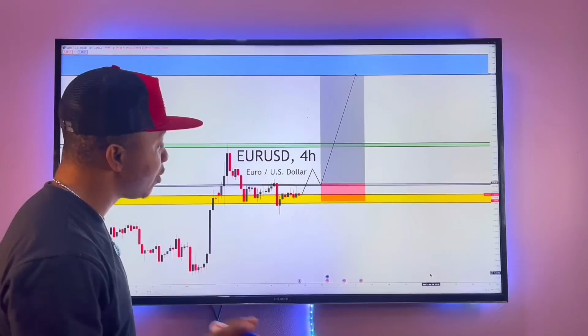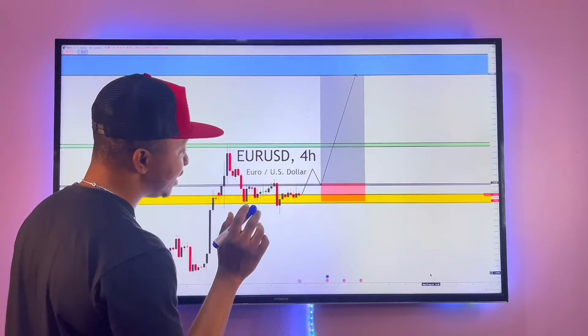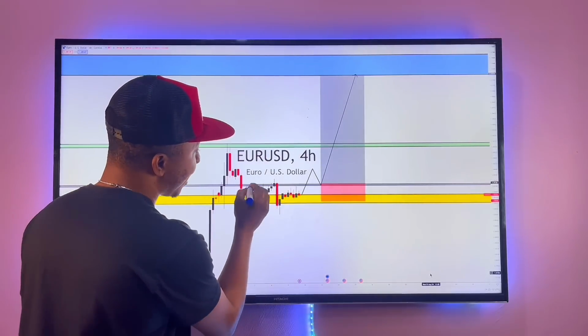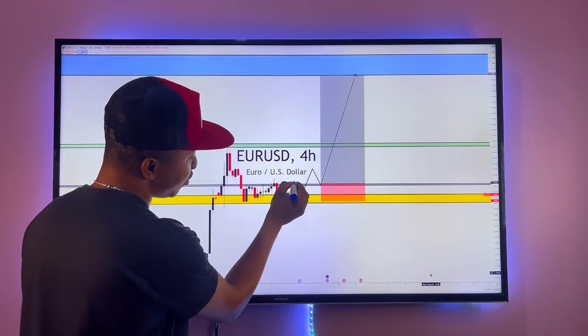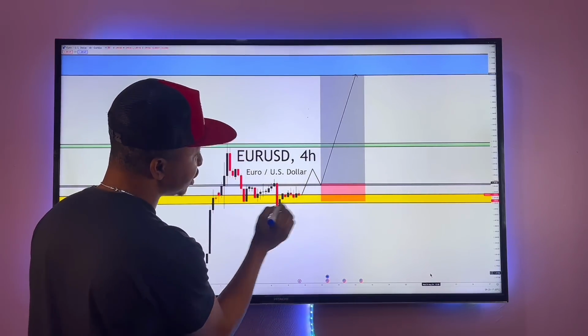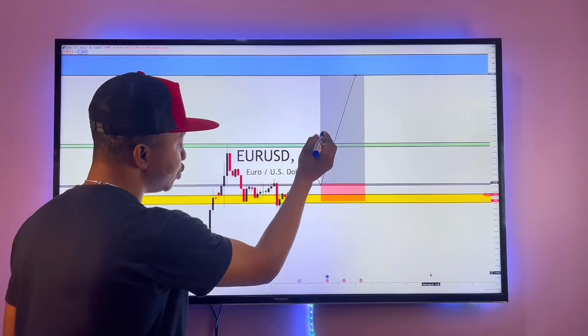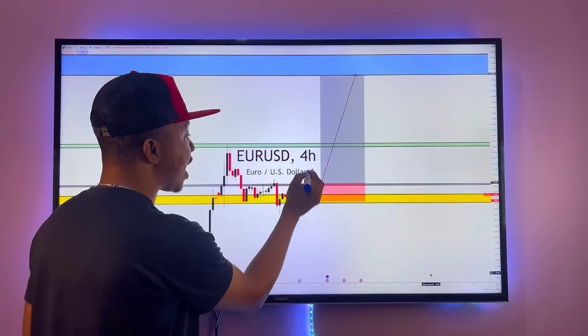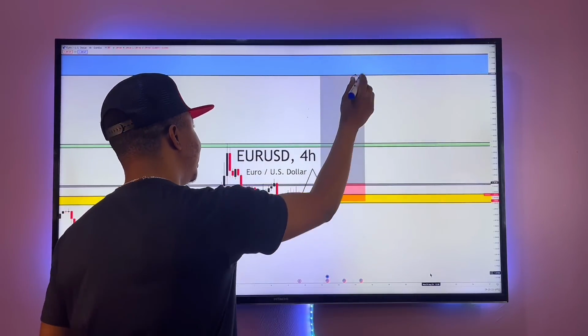Now, let's talk about how this setup can become invalid. This setup will become invalid if price sees sell pressure from this resistance level and then drops all the way down. So once price drops all the way down from this range, we will not manage to pick any entry because price failed to give us a higher low for us to pick up a buy to the upside.